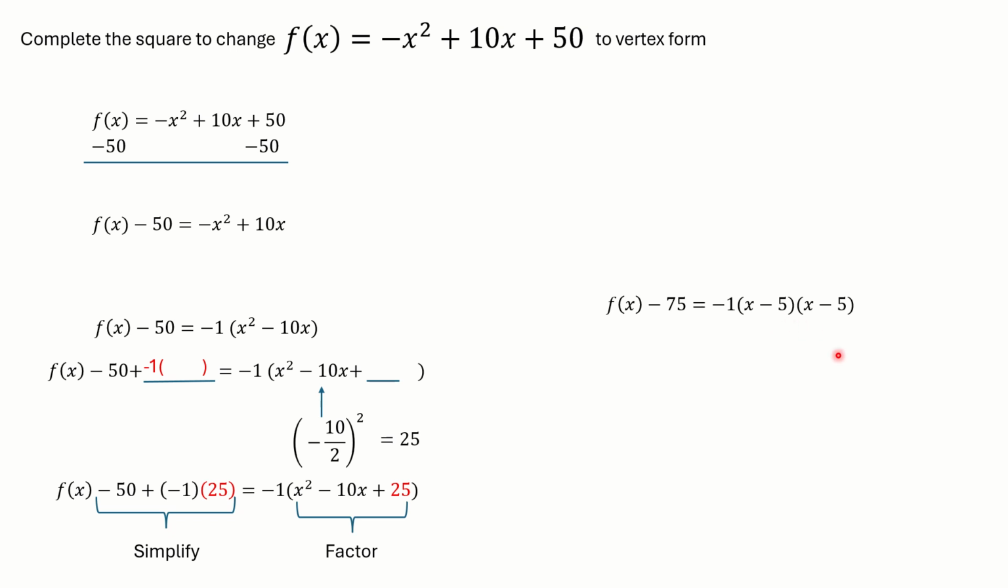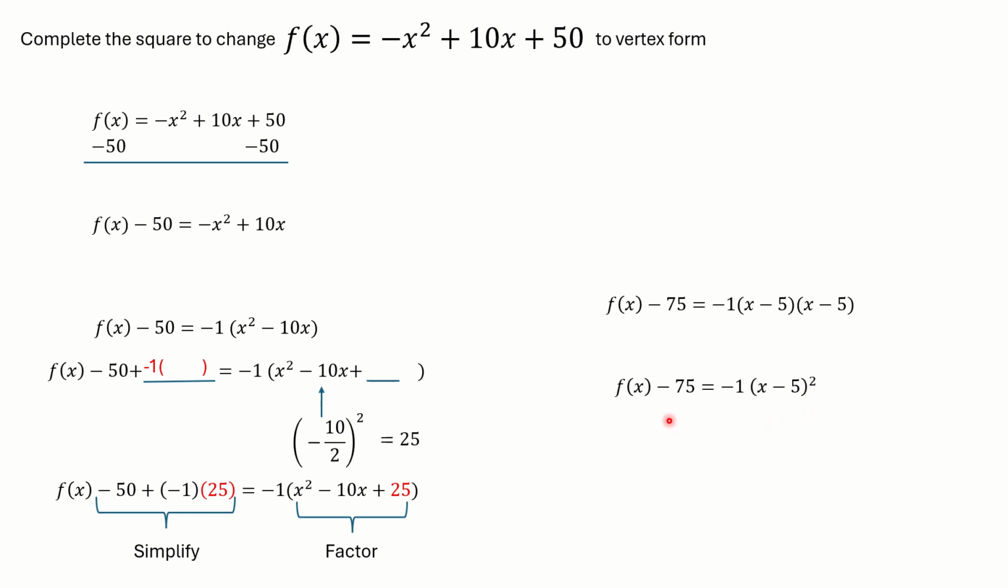Now that we've got these little twin binomials here, x minus 5, x minus 5, we're going to rewrite this as a squared binomial. So notice the left side doesn't change, it's just f of x minus 75. But on the right side, we have negative 1 times x minus 5 squared. And we're already a little bit closer to having that form, the vertex form that we wanted.